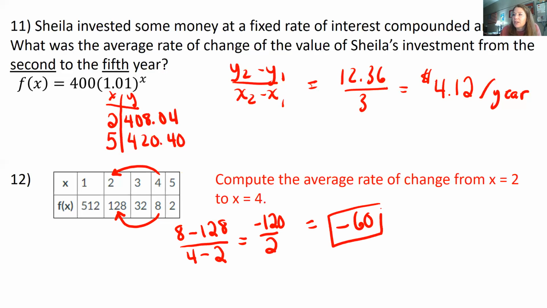So whatever scenario this is showing, they're decreasing by 60 every, whatever, I don't know, every day, every month, whatever their time segments are. So a decrease of 60. Got it?